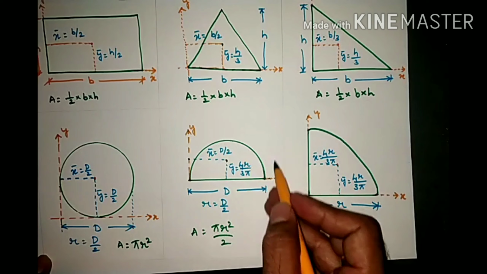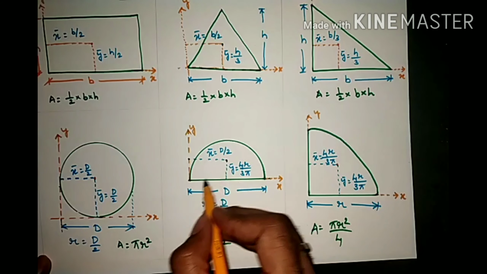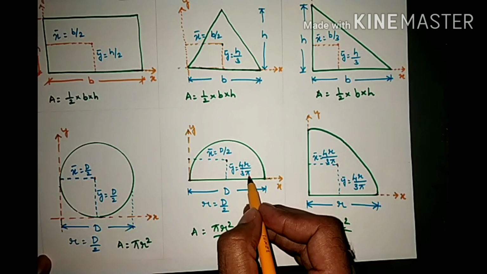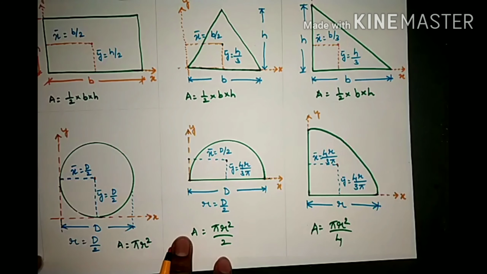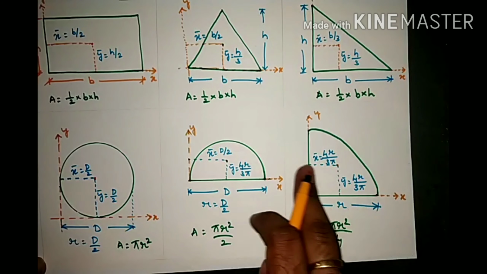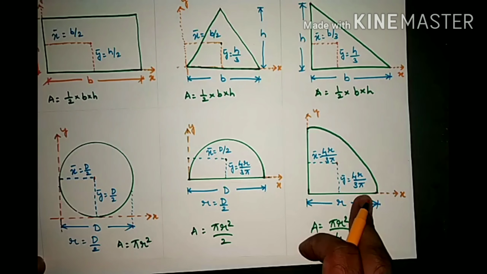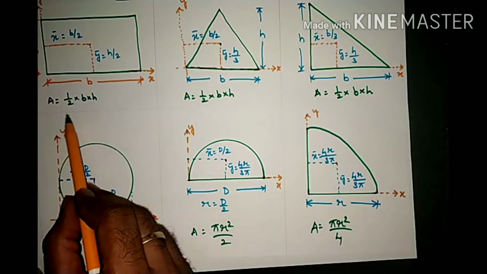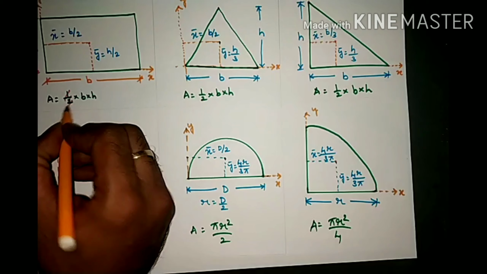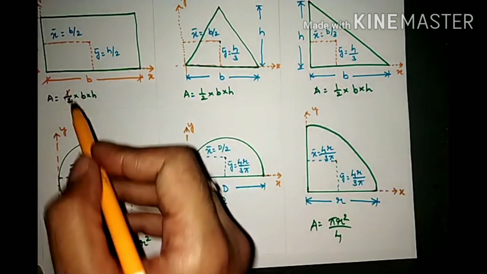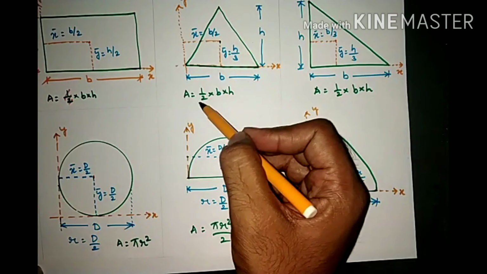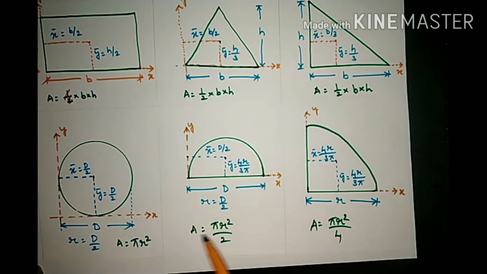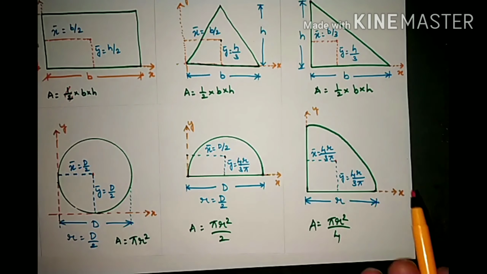For a semicircle, x bar is d by 2, that is in this direction it is d by 2, and y bar is equal to 4r by 3 pi. So this is important. Also for a quarter circle, both x bar and y bar are 4r by 3 pi. And you also have to note the areas of all the important shapes. Here the area is base into height. Here the area is half into base into height. Area is pi r square by 2 and pi r square by 4.